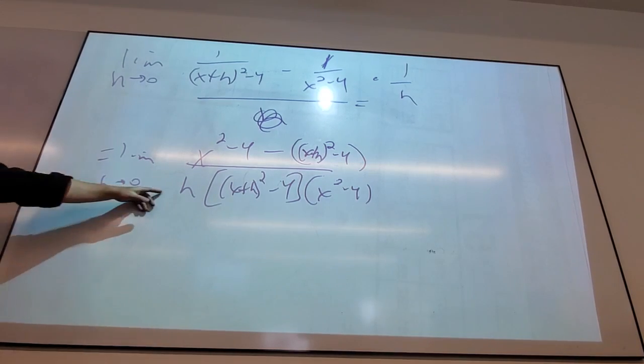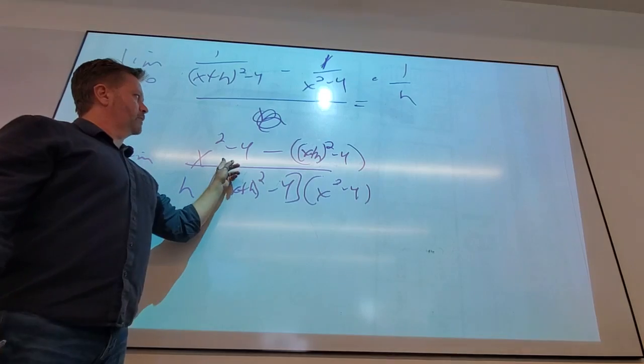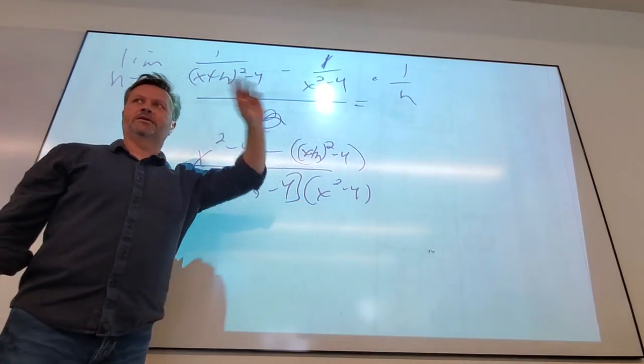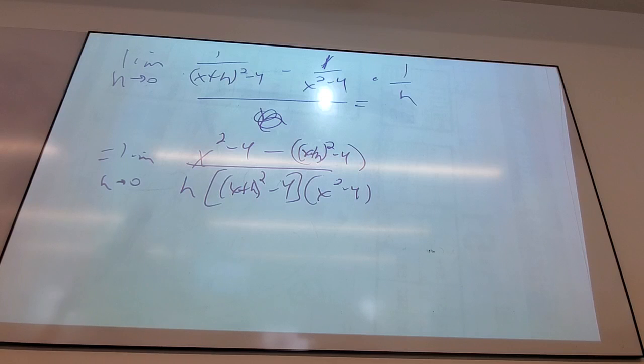What do I get if I plug 0 in for h? 0. And on the top, what do I get? X squared minus 4 minus x squared minus 4. 0. Does that mean the answer is infinity? No, because what does that mean? 0 over 0? Indeterminate. I'm not done doing algebra, so I get it to a form that I can determine the answer.